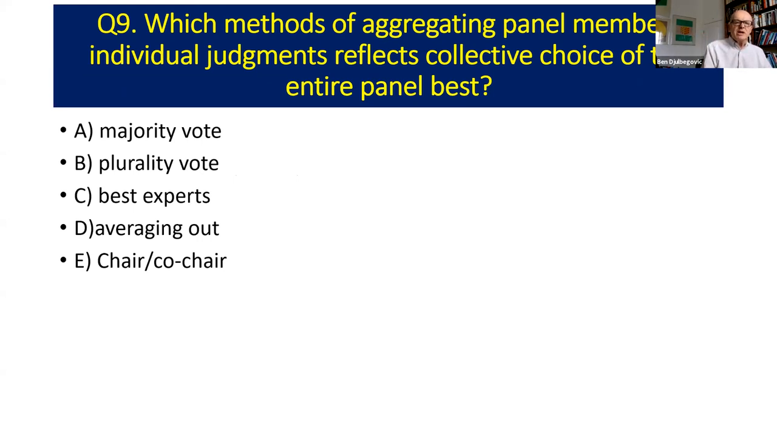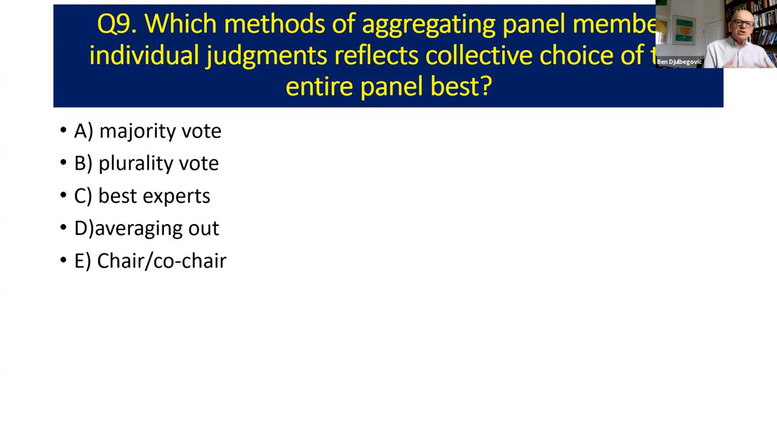You know, somebody who knows the grade best in this context. Averaging out, we just take the average, or we just go with whatever the chair or co-chair says, because they drive consensus. So what do we think would be the best, actually? Arguably, we aim for trustworthiness and accuracy, but we also aim for legitimacy and representativeness, which makes it difficult.